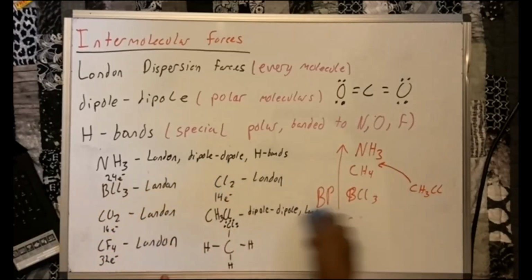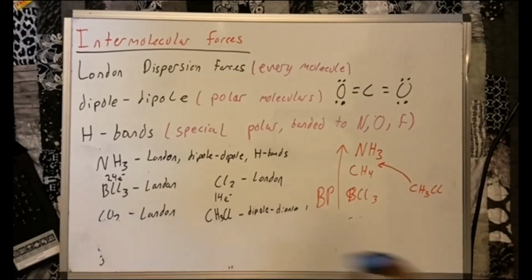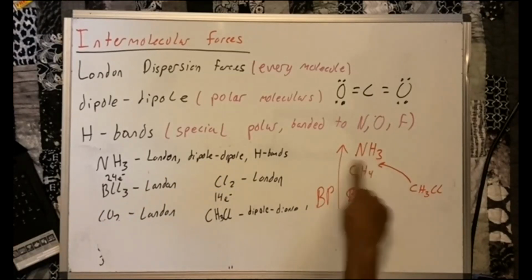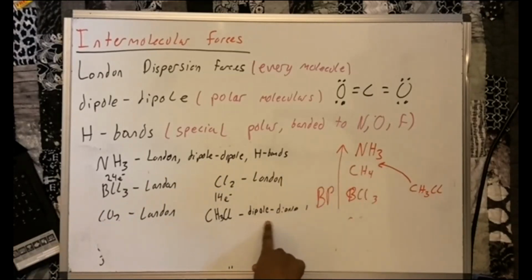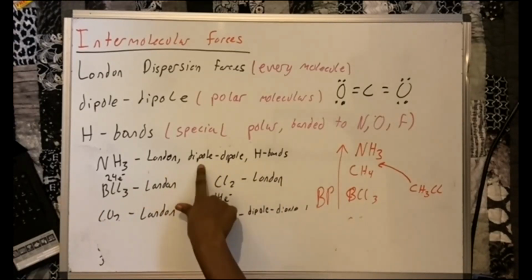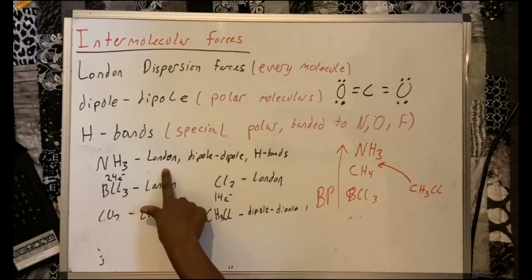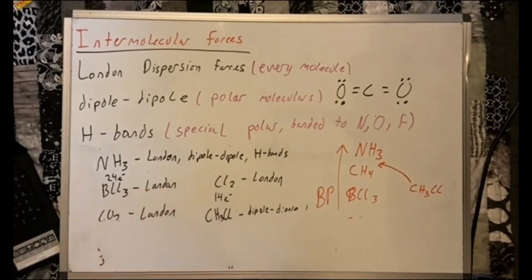Wait, can you explain why CH3Cl is below NH3 one more time? It's below NH3 because this one only has dipole-dipole and London, but NH3 has dipole-dipole, H bonds, and London. Is that what you're asking me? Yes, I got it. Okay.